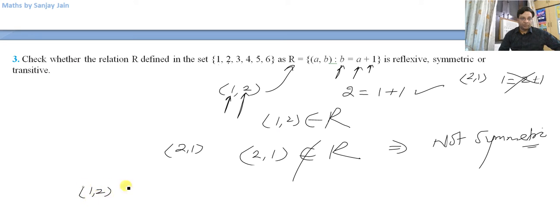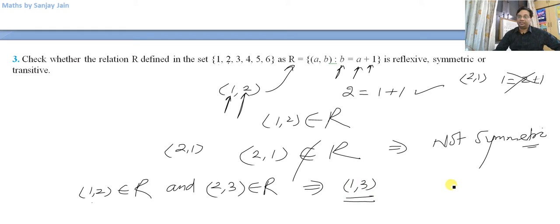See, (1, 2) belongs to this relation R, and (2, 3) belongs to this relation R. Does this imply that (1, 3) belongs to this relation R? Let me check for (1, 3). (2, 3) belongs to R because the second entry is 1 more than the first. The second entry B is 1 more than A. So 3 is 1 more than 2, and 2 is 1 more than 1. So these are present in this relation R, and 1, 2, 3 belong to this set. So what about (1, 3)? 3 should be 1 more than 1, which is not true. So it doesn't belong to this relation R.